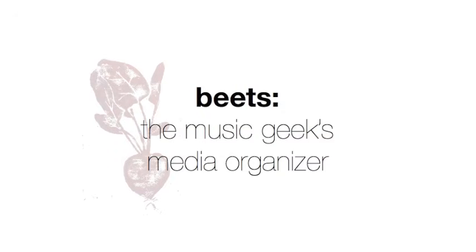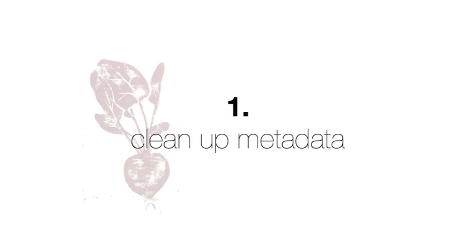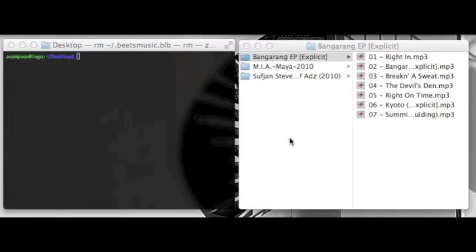This screencast is about Beats, which is a music organizer for obsessive-compulsive geeks who care about music. Beats can do a lot of stuff, but one thing it can do is automatically correct the tags on your music. Say I've got some music I want to add to my collection.